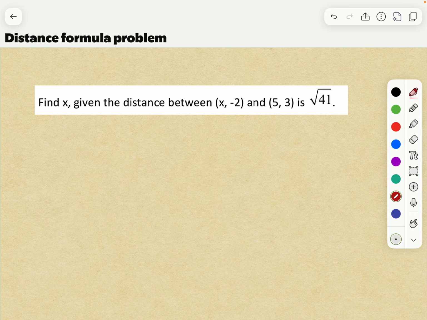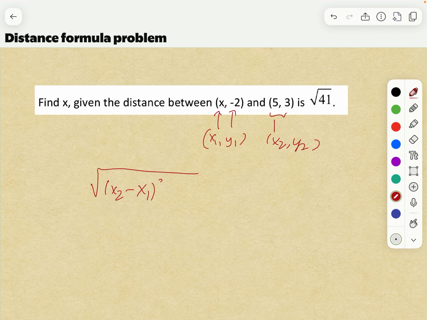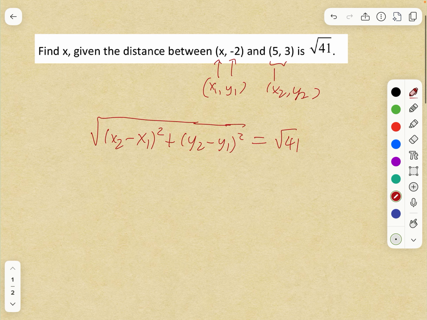So remember that if you have these 2 points x1, y1 and x2, y2, okay, so in this case x1 is x, y1 is negative 2, x2 is 5, y2 is 3, then the distance from x1, y1 to x2, y2 is the square root of x2 minus x1 squared plus y2 minus y1 squared. And so we're given that this is the square root of 41.